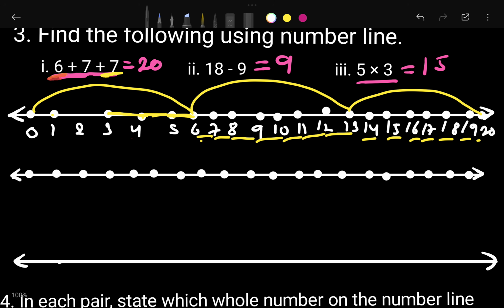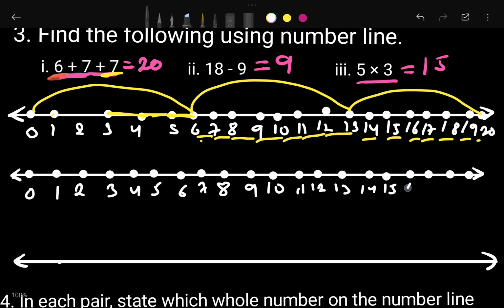Okay, so write the number. This is 0, 1, 2, 3, 4, 5, 6, 7, 8, 9, 10. This is 11, 12, 13, 14, 15, 16, 17, 18 and 19. Okay, now we have to go. Where do we have to go? We already know 18 minus 9, that is 9.